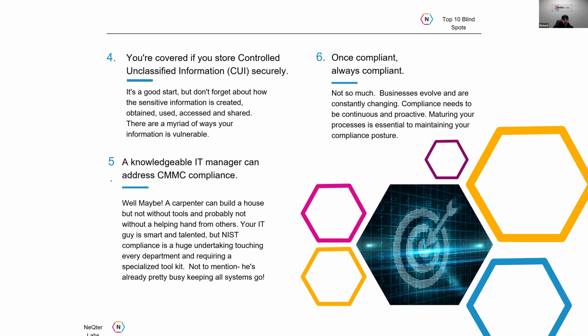Next slide. Number four, you're covered if you store, and I'll add to this a little bit, or transmit unclassified information securely. So you have a special place where you store it, a server that's encrypted. Great. You have end-to-end encryption when sharing. Great. But what about the computers that access that data? Where is it going? Where did it come from? Do you have other suppliers that have that data? What happens when they unencrypt it to do stuff on their end? That whole chain is part of your scope.